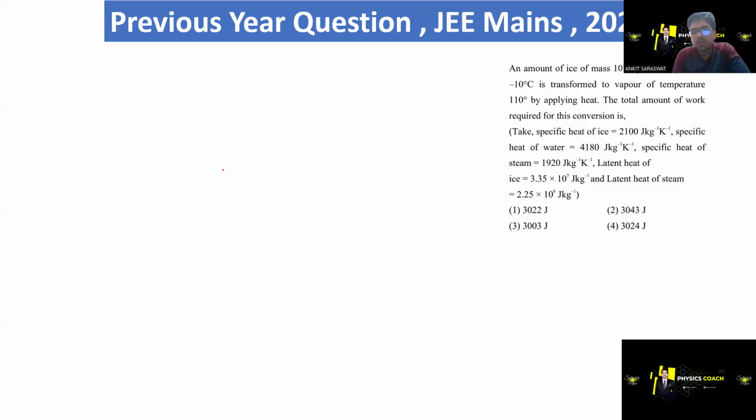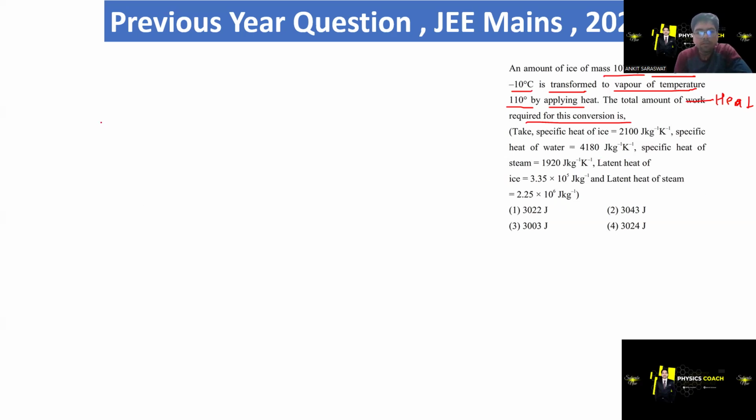First of all, read the question carefully before solving. An amount of ice having mass 10 to the power minus 3 kg and temperature minus 10 degrees Celsius is transformed to vapor of temperature 110 degrees Celsius by applying heat. They are asking for the total amount of heat required for this conversion. Specific heat of ice and water is given, every data is given.